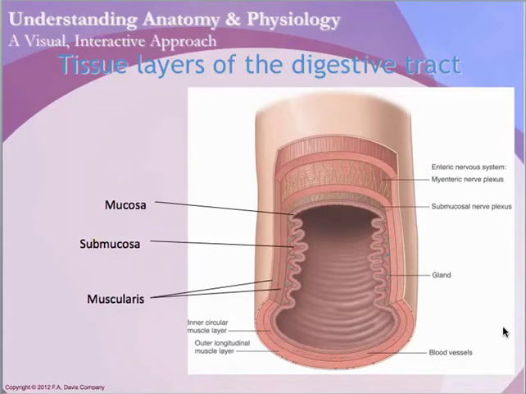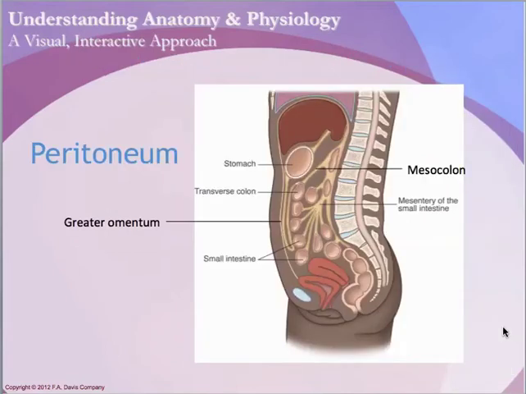Then we have the muscularis layer, which consists of 2 layers of smooth muscle. An inner layer encircles the tract and the outer layer runs longitudinally, and these actually contract and relax to propel food through the digestive tract. And then the serosa is the outermost layer, which covers the digestive tract within the peritoneal cavity. The peritoneum helps to allow intestines and the stomach to move freely, yet it also anchors them in place so that they don't get twisted and kinked on each other so that the digestive system can continue to work.